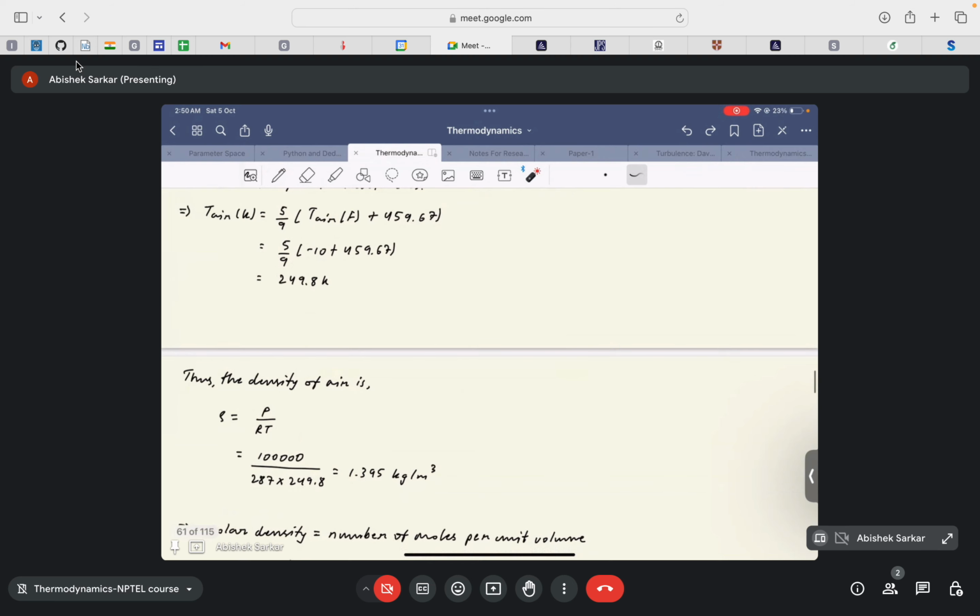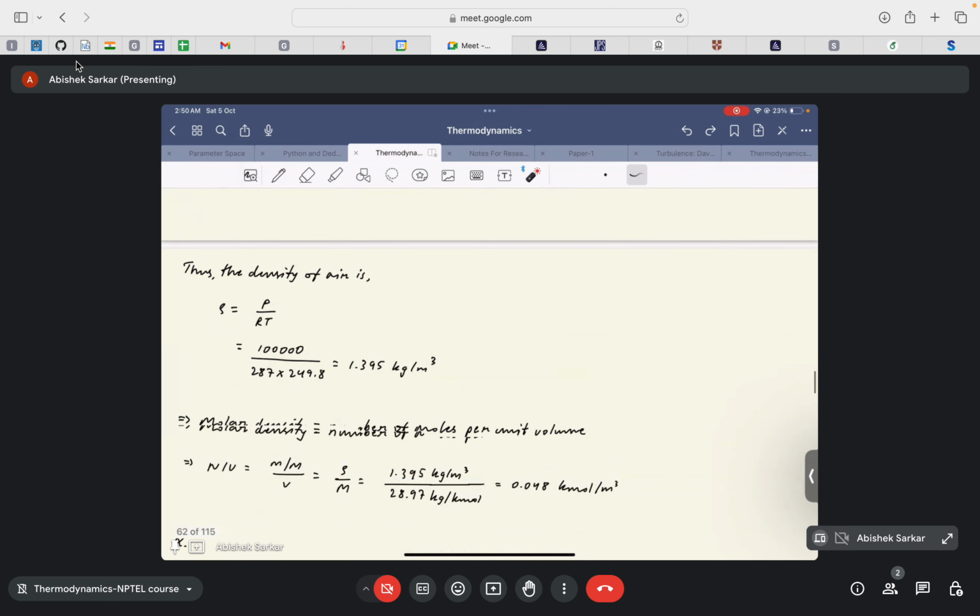The density of air is given by rho is equal to P by RT, where rho is simply the density of air, and we use the ideal gas law to find it. So from that, if you substitute the values of P, R, and T with the correct units, you get that the density of air is 1.395 kg per meter cube.